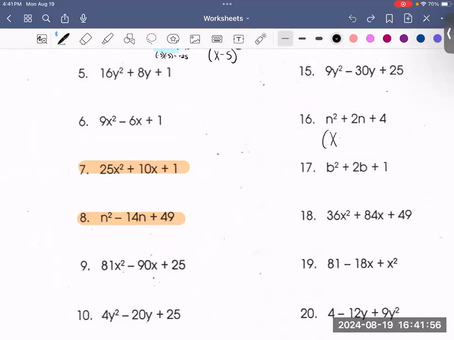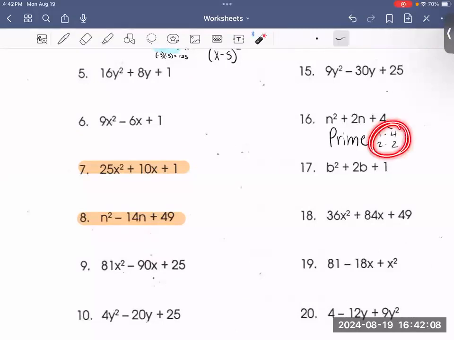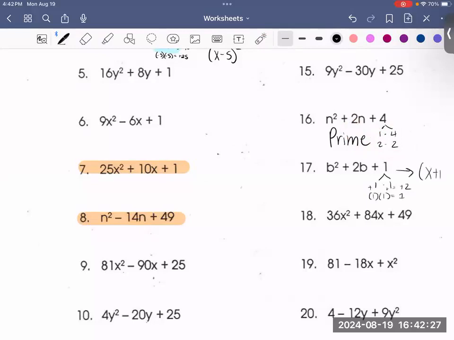Oh, so sorry. This one is actually prime, because factors of 4 are 1 and 4, 2 and 2. None of them can get you to a positive 2, so this is not factorable. Well, let's look at 17. So you have 1 and 1, and if they're both positive, they can make a 2. And if you multiply them back together, they'll get you to 1. So we have x plus 1 squared.